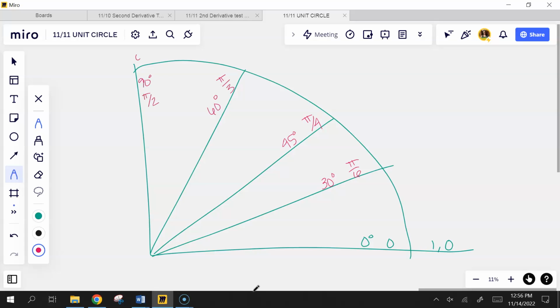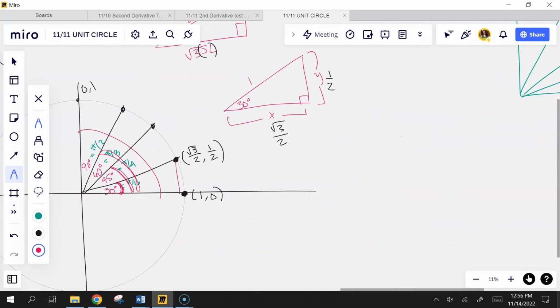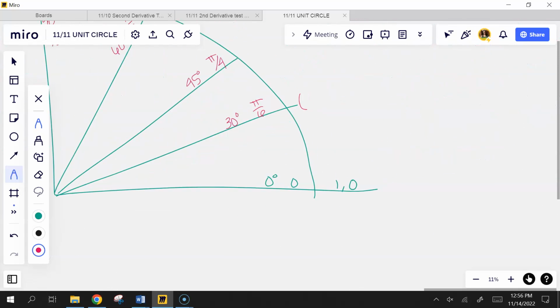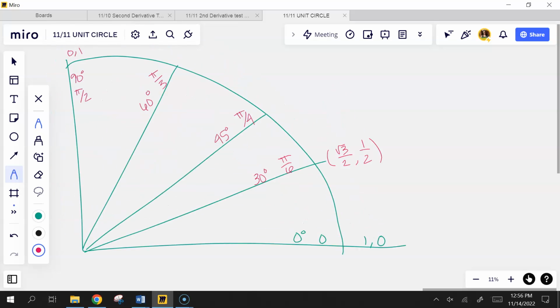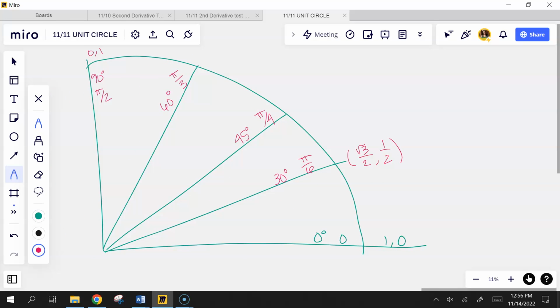You have to know the first quadrant. You can derive all the rest of them after you get the first quadrant, finding it based on what you know. We said this coordinate right here was pi over 6. Square root of 3 over 2, there you go. And then what was it? 1/2. Okay, I'm moving on.